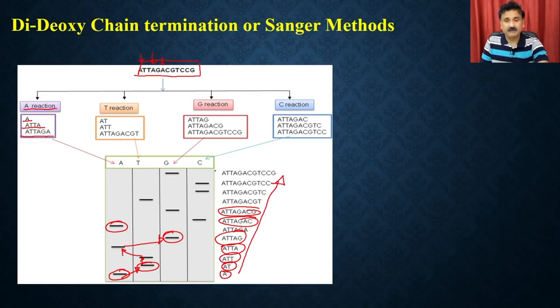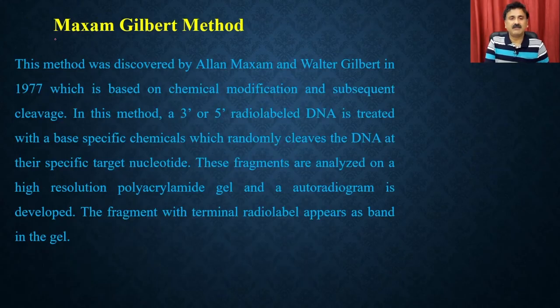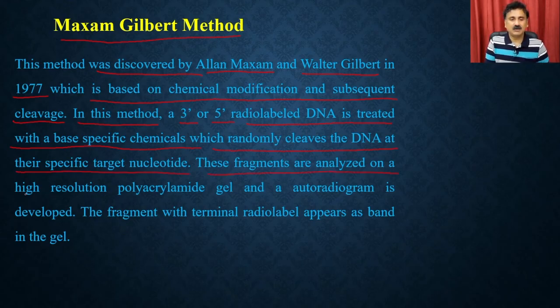Now let's move on to the next method, and the next method is called the Maxam-Gilbert method. This method was developed by Allan Maxam and Walter Gilbert in 1977, and it is based on chemical modification and subsequent cleavage. In this method, a 3 prime or 5 prime labeled DNA is treated with base-specific chemicals, which randomly cleave the DNA at their specific target nucleotides. These fragments are analyzed on a high resolution polyacrylamide gel and an autoradiogram is developed. The fragment with the terminal radio label appears as a band in the gel.